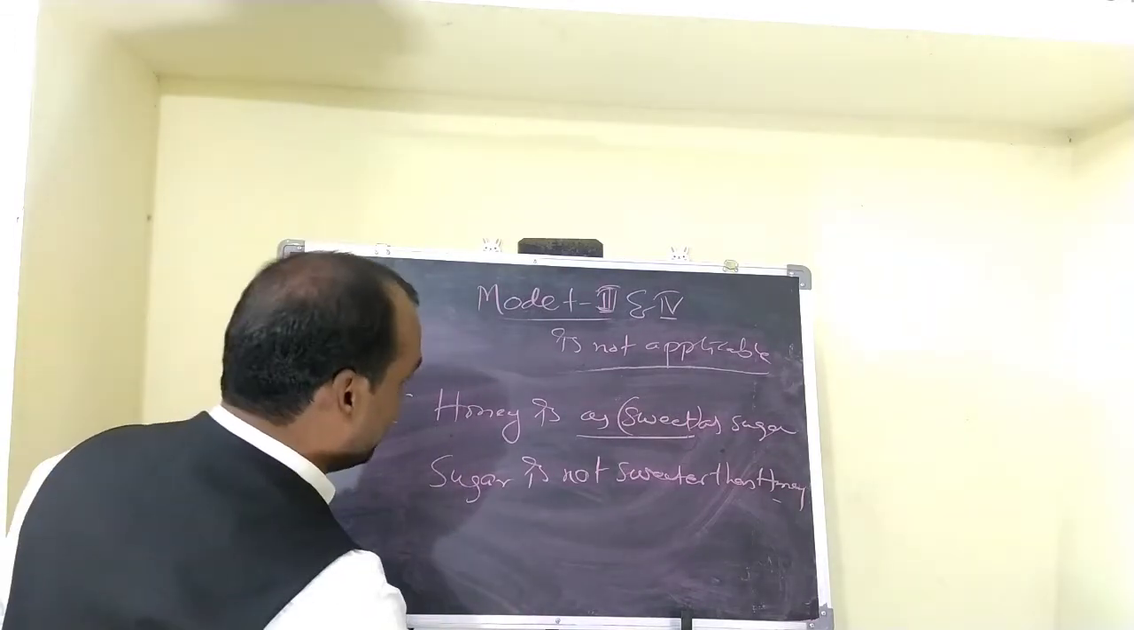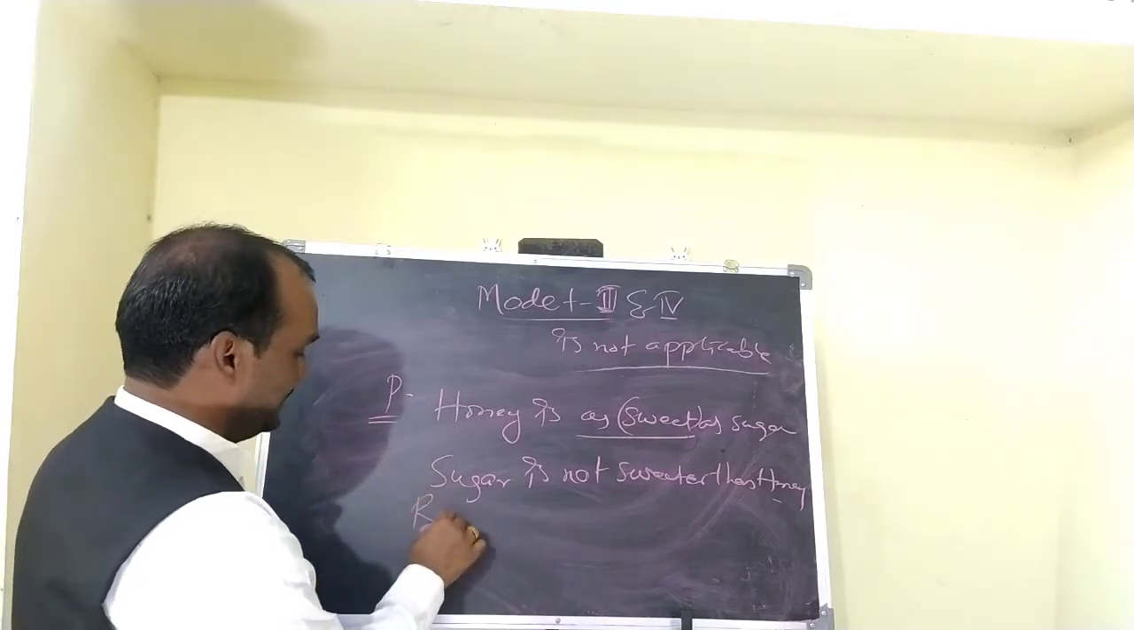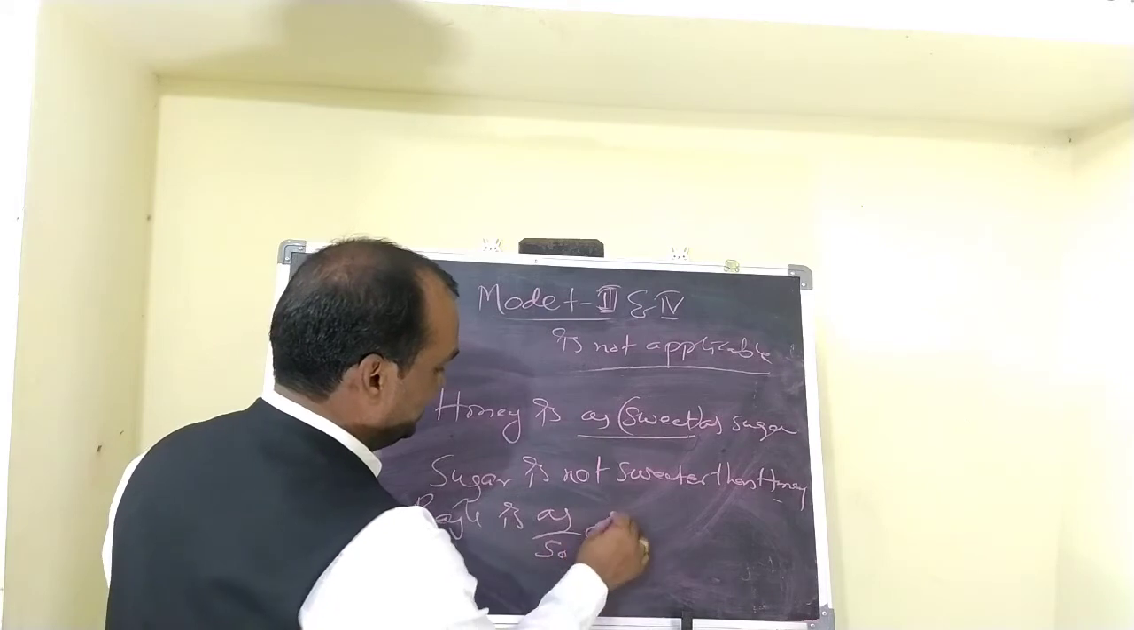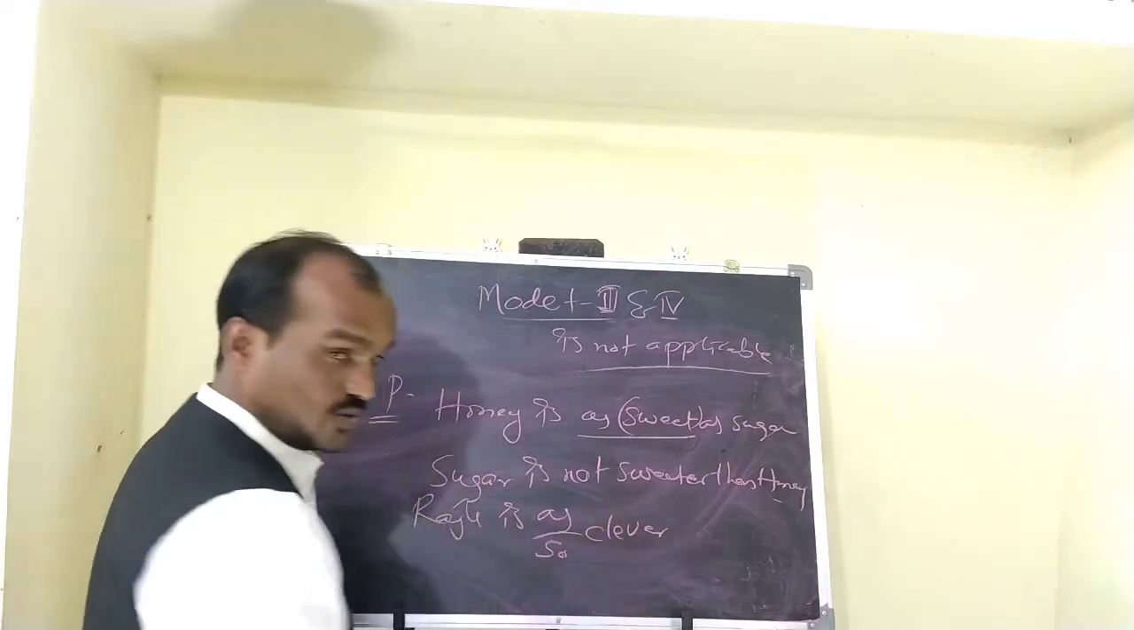You can take other examples also, right? Raju is as clever as Ravi. Raju is as or so clever. Raju is so clever as Ravi.